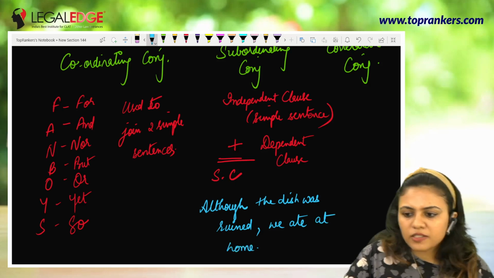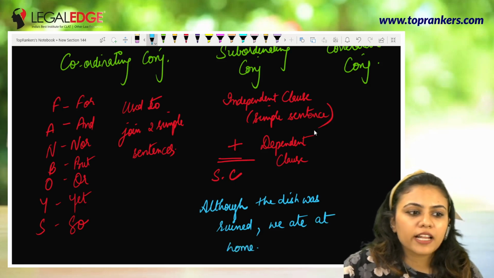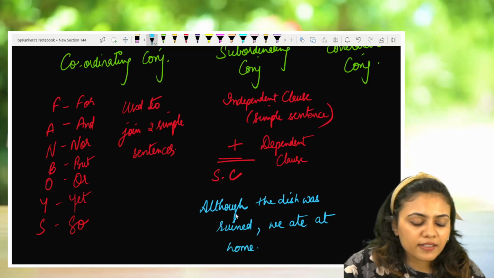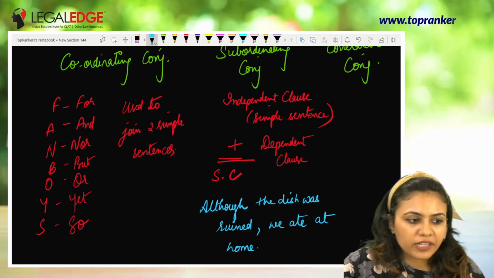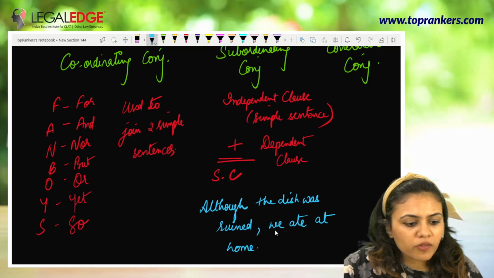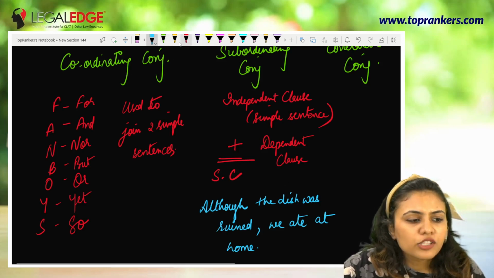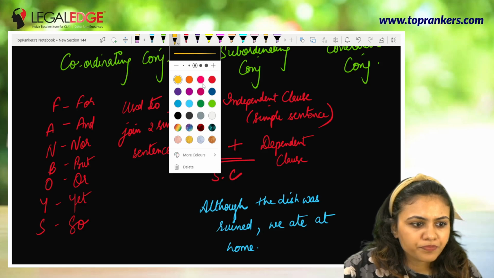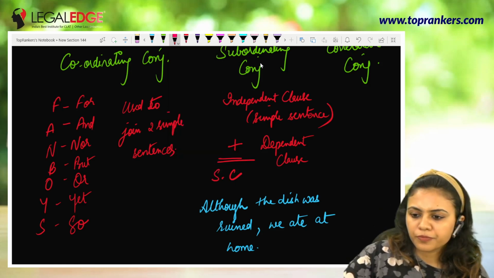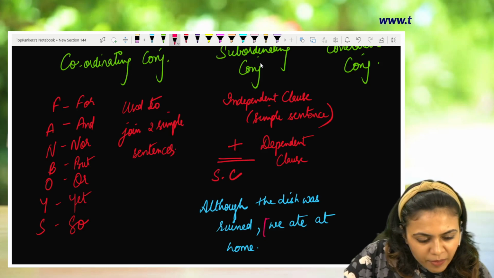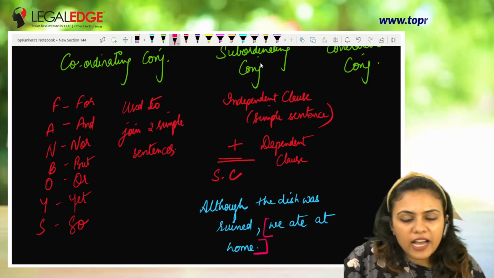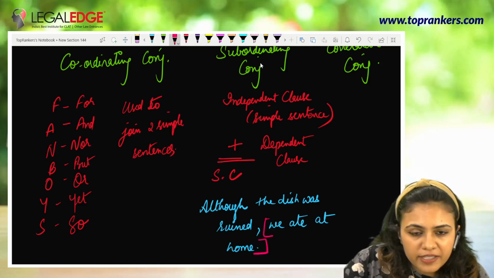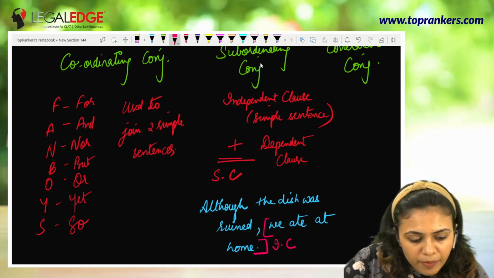Okay, now this is a question for all of you. Can you guys tell me what is the independent sentence between the two sentences? Although the dish was ruined, we ate at home. कौन सा पार्ट है जो अकेले भी it makes complete sense? Can you guys tell me? Of course, it's the second part. We ate at home. This makes complete sense on its own. This is our independent clause.